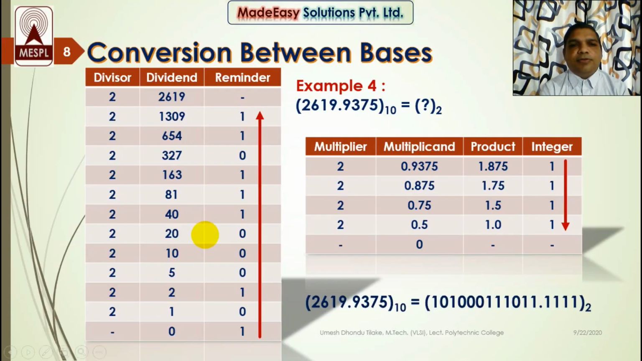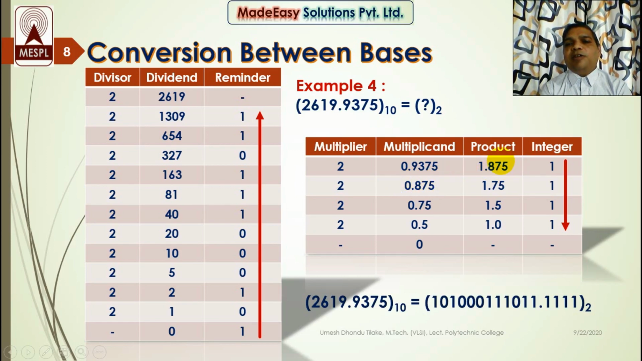So let's continue. See here, what I have done, I have divided the integer part by the base. You can see over here, divisor, dividend and remainder. So this integer part 2619 is divided by 2 until we got the quotient 0, and the fractional part is multiplied by the base. See here, multiplier, multiplicand, product. And what we have done, we have considered the integer part of the product here, integer of the product 1, and the remaining fractional part we have considered in the next multiplication.